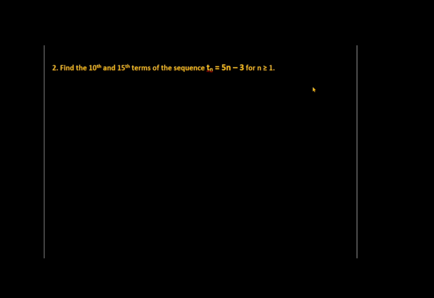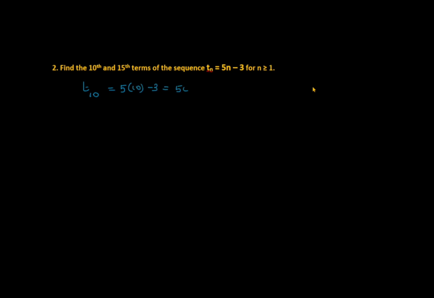That is the 10th term, T10. In n's place 10: 5 into 10 minus 3. So 5 into 10 is 50, minus 3 is 47. So the 10th term of the sequence is 47. So without finding the first term, second term, directly using the formula, we are finding the required one. 5 into 15 minus 3. So 5 into 15 is 75. Minus 3 is equal to 72. So T15 is equal to 72.